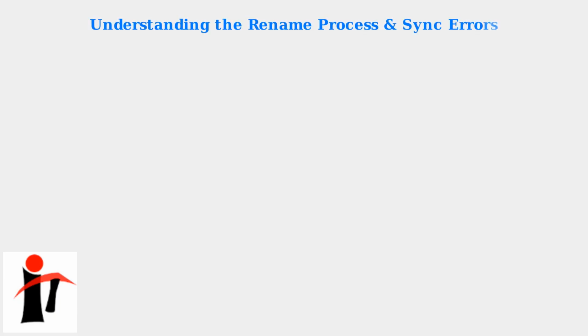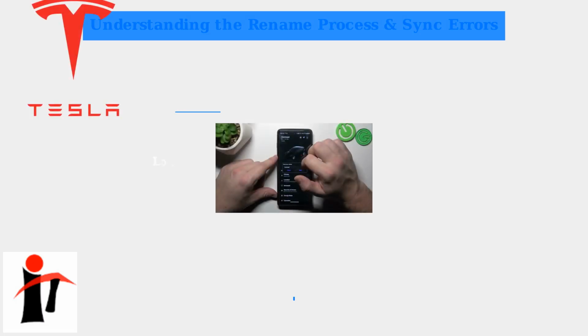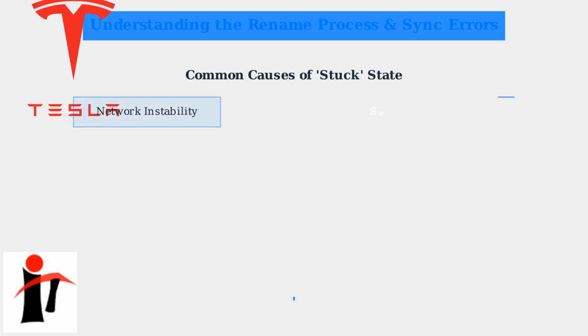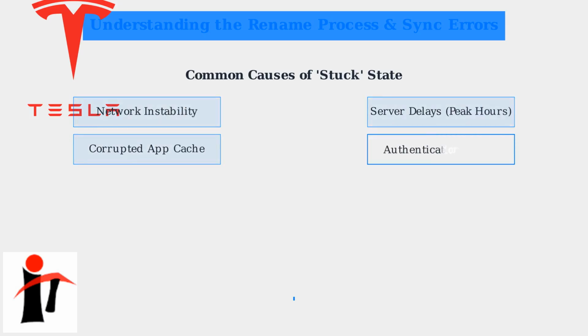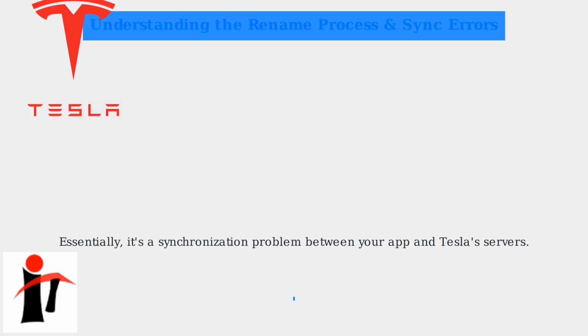The Tesla app's rename feature involves saving the new name locally and syncing it with Tesla's cloud servers. The stuck state arises from network instability, server delays, especially during peak hours, corrupted app cache, or authentication errors. Essentially, it's a synchronization problem between your app and Tesla's servers. Knowing this helps us target the right fixes.